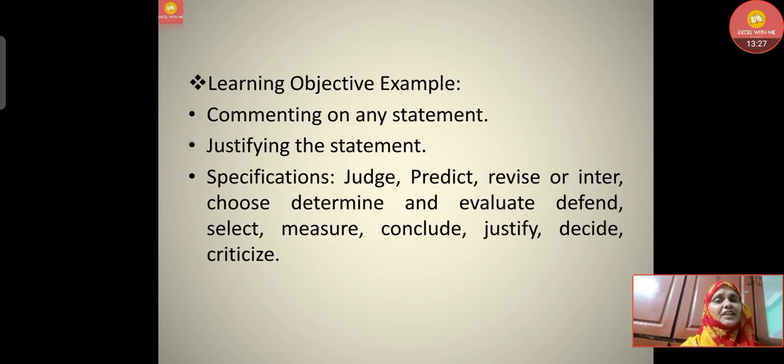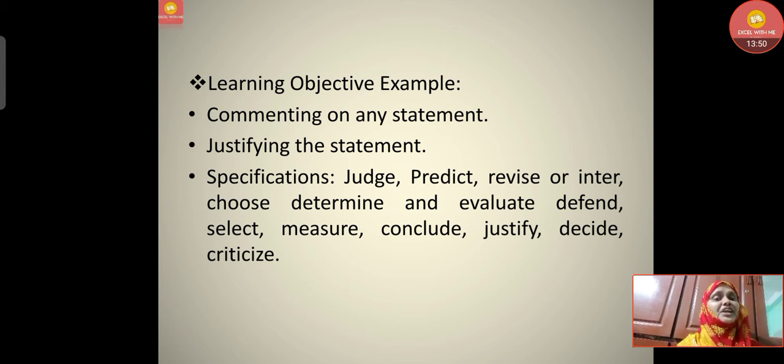Now learning objective example here, commenting on any statement. How can we evaluate them? Suppose the teacher has taught something related to any topic, they will ask their opinion, to comment about this statement, or justifying the statement. If anything has been said, justify that.